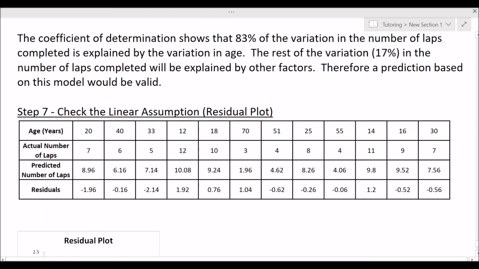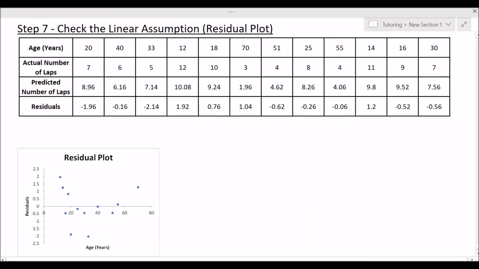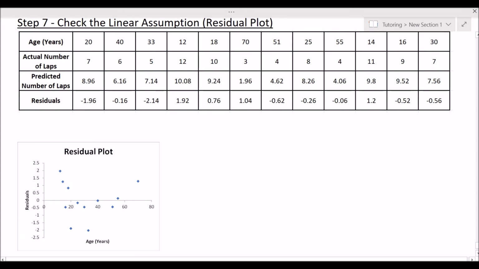Okay, this is what your residual plot should look like. Hopefully you've got that right. Now, what I would like you to do is interpret this residual plot and come up with a conclusion. Pause the video, do that now.